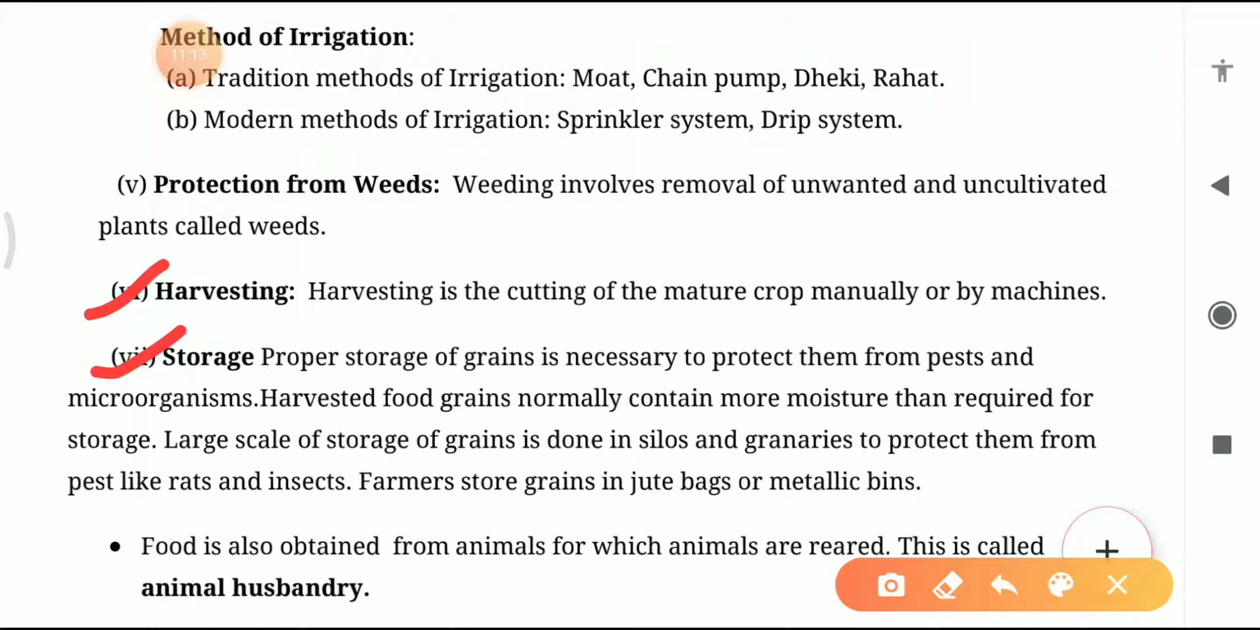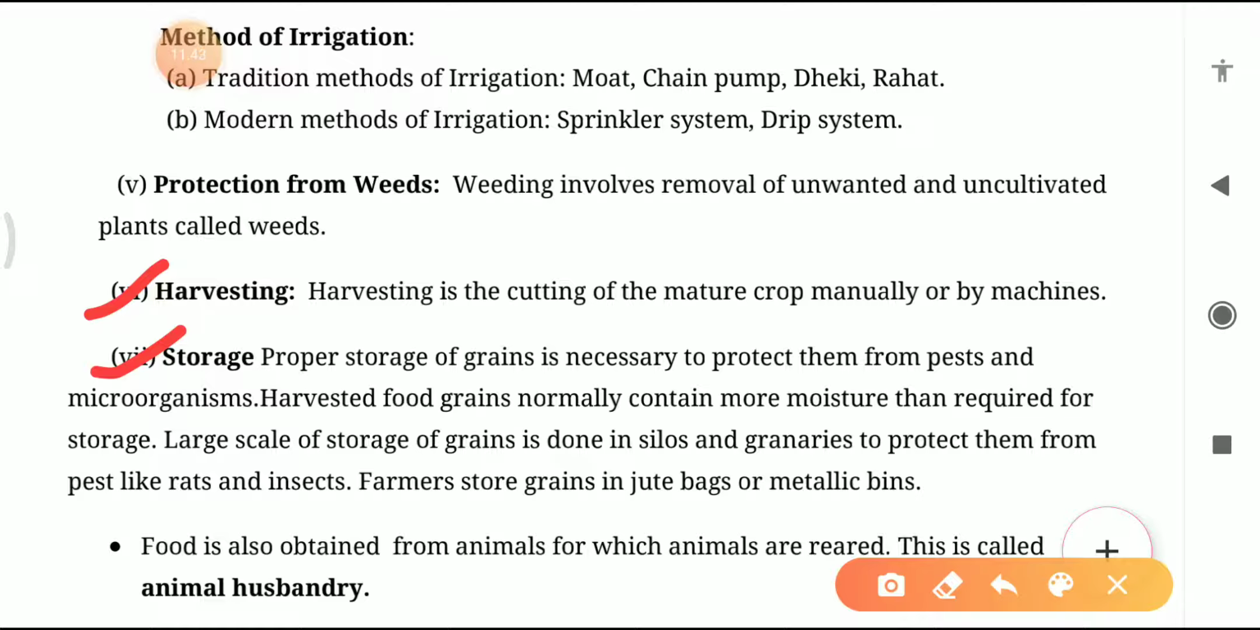Before storage, some processes are there. First of all, you will keep the cereals in the sunlight. You will remove all the moisture from the seeds. Then after, you will pack them in jute bags, metallic bins, silos and granaries to protect from pests like rats and insects. This is called storage.